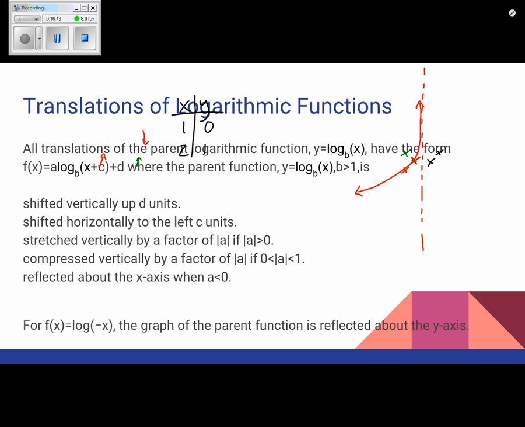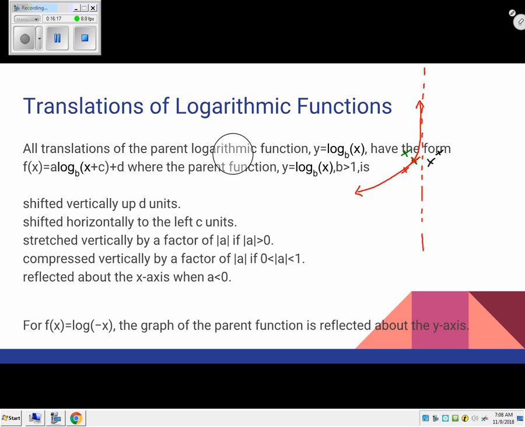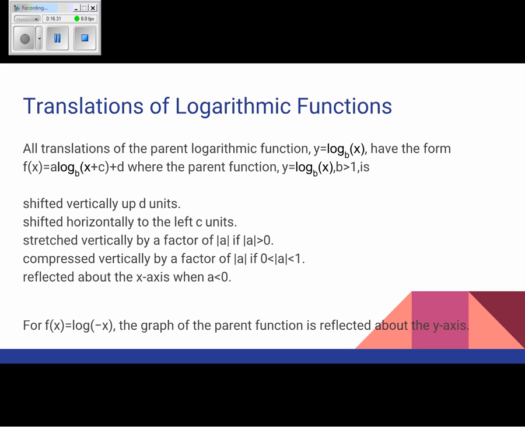Once again, here's just a review of all your translations and transformations of logarithmic functions. Pluses and minuses that I did in the examples are all discussed right here. If you need to pause the screen and look at some of this, that's fine. If not, good luck with the homework. And as always, let me know if you have any questions.